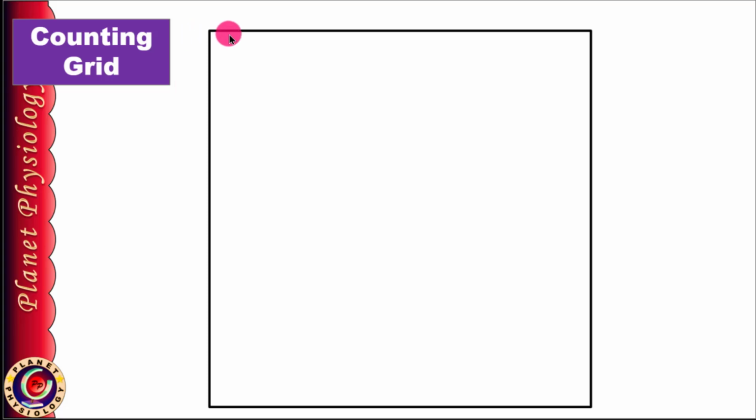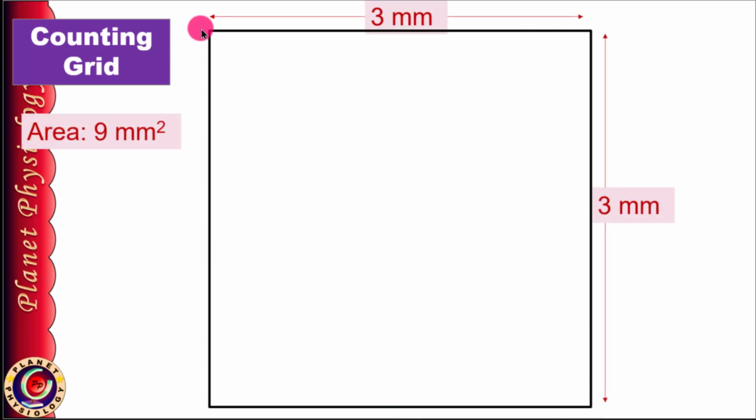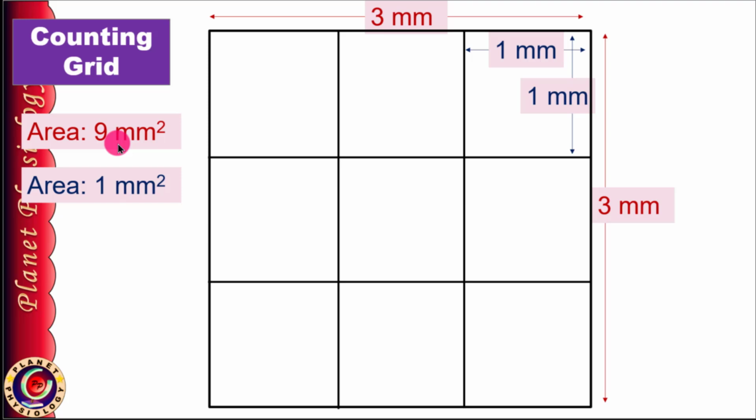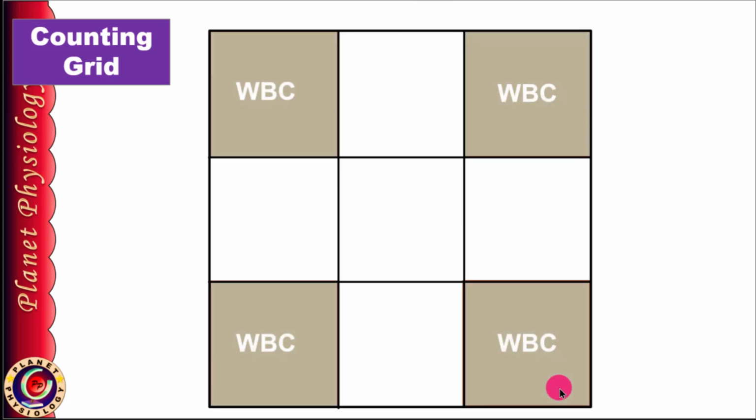Counting grid forms a large square of 3 mm by 3 mm dimension. Thus, the area of this square is 9 mm square. This large square is divided into 9 equal squares. So, each square has length and the breadth of 1 mm, resulting in area of 1 square millimeter for each. Out of these 9 squares, 4 corner squares are designated for WBC counting and are thus known as WBC squares.